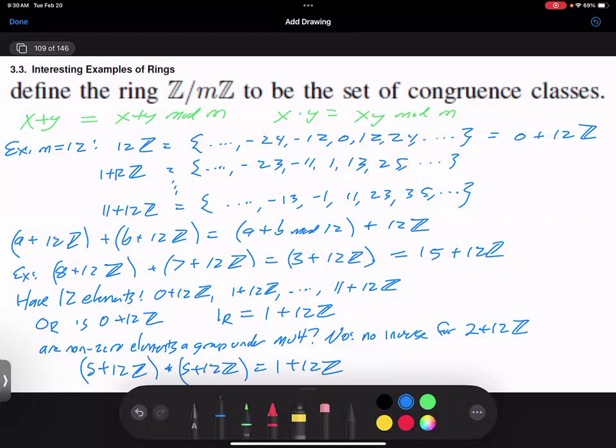So this is an interesting example of a ring. And it is a ring where we have some elements that are invertible and some elements that are not invertible under multiplication. And you can't just say, throw away the 0 elements and what's left over is going to be a group under multiplication. Nope, we have some non-zero elements that still cause trouble.